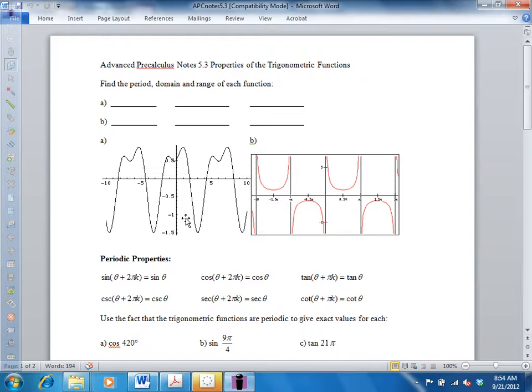What does this kind of look like? Cosine curve. Where would you see this? Heartbeats, stock market. There are all kinds of real applications for this stuff.